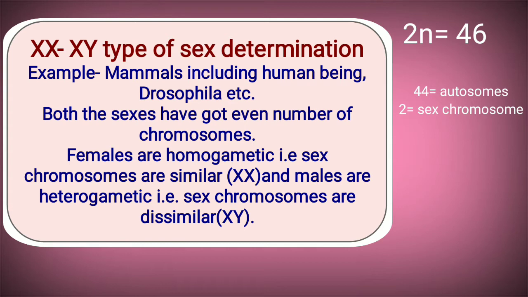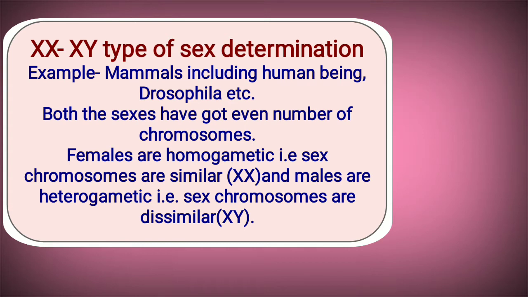That means 44 plus XX, when this mother cell forms the female gametes, all the female gametes will bear the same type, that will be 22 plus X. As the two X chromosomes segregate into the gametes to form the haploid gametes, and as the gametes all are the same, the females are called homogametic. But in case of the males, they are called heterogametic.